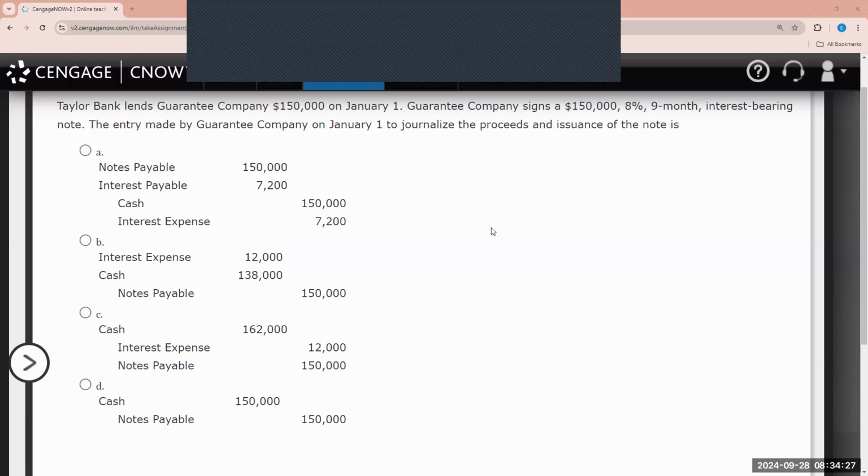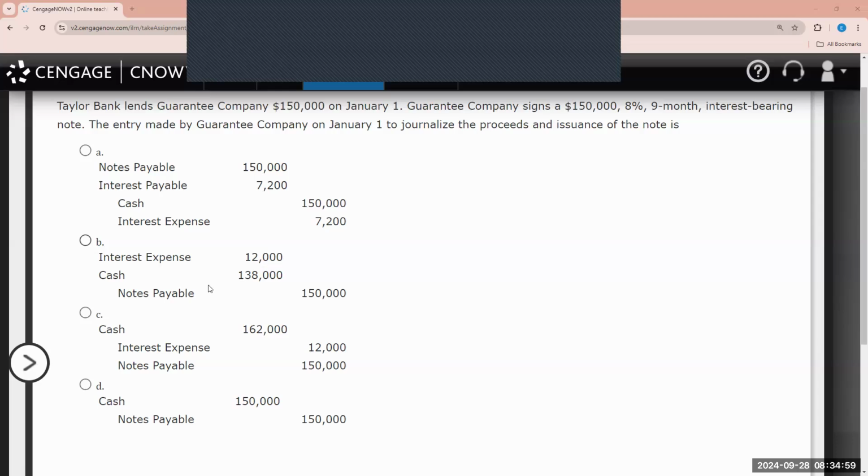There's only two sides of an account. There's the left side and there's the right side. The left side is the debit and the right side is the credit. And as we are dealing with our asset type accounts, they are only increased on the left side, which is a debit. So if we look at this entry, or even if we looked at A, we know that A would be incorrect because we see that cash is being credited. So Guarantee Company is not paying $150,000 in cash, so we can rule that out.